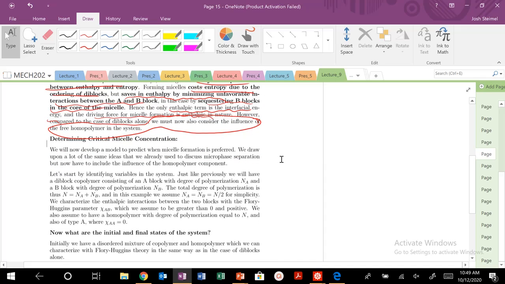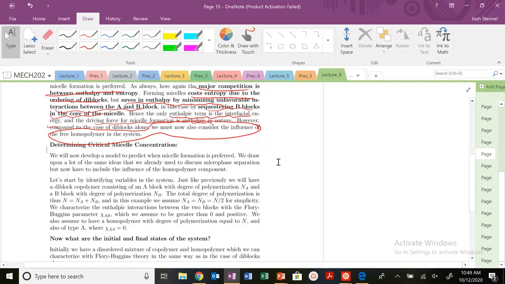More on that to come in the next video, but that's your qualitative understanding of how we're going to visualize and conceptualize this critical micelle concentration. So I'll see you all in the next video. Have a good one. Thanks.